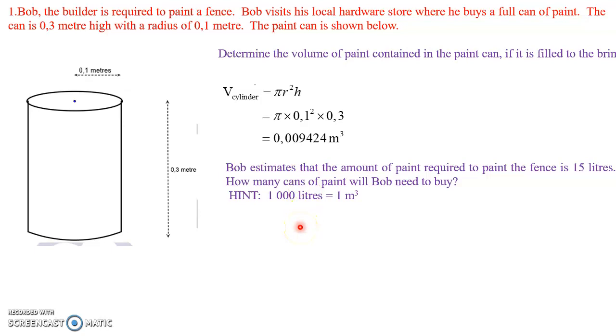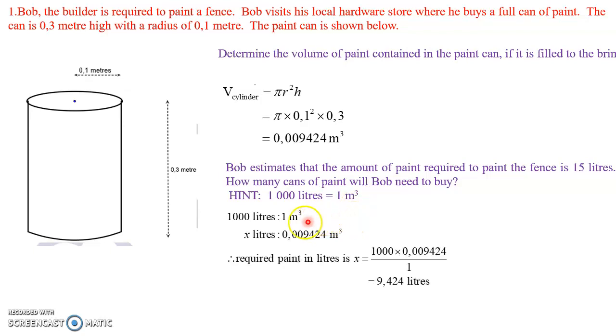Bob estimates that the amount of paint required to paint the fence is 15 liters. How many cans of paint will Bob need to buy? Hint, 1000 liters is equal to 1 meter cubed, which means you first have to find out how many liters you are dealing with. 1000 liters is 1 meter cubed. You have 0,009424 meters cubed. You want to know how many liters this is. Cross multiplication gives you 9,424 liters.